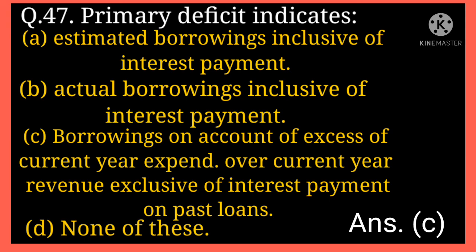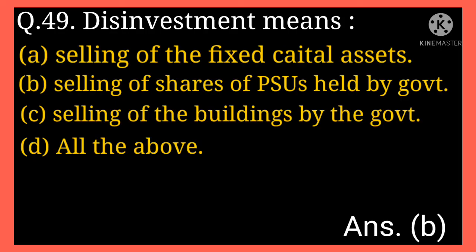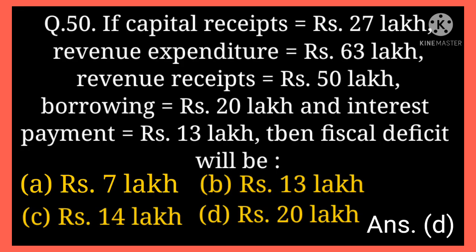Answer is C. It indicates an excess of borrowing requirements over interest payment liability on the past loans taken by the government. Now the question number 48, the same as the question number 47 but in different words. Primary deficit equals, answer is C, borrowings minus interest payment. Now the question number 49 relates to the meaning of disinvestment. Answer is B, that is selling of shares of public sector undertakings held by the government. Now the question number 50 relates to numericals on the calculation of fiscal deficit. Fiscal deficit is equal to borrowing requirement. Therefore answer is B, that is 20 lakhs.